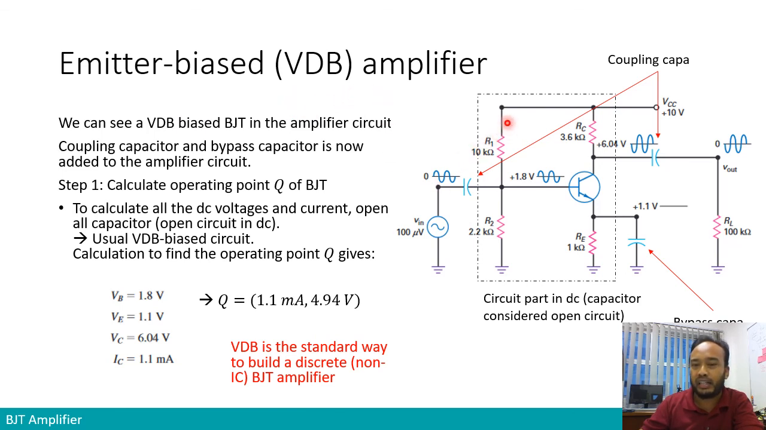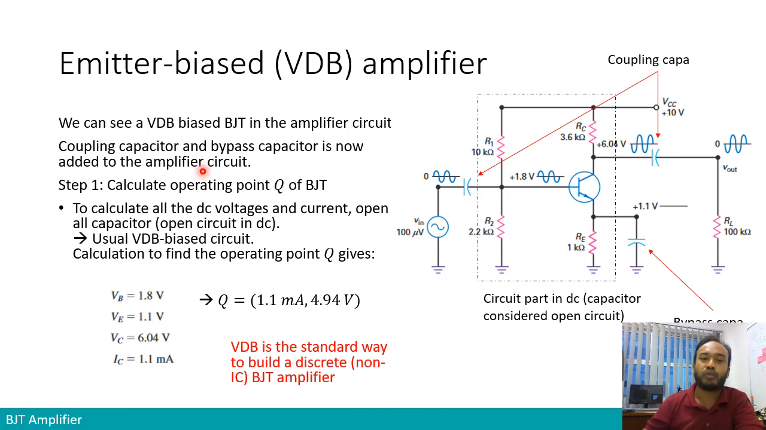The only difference is that instead of having the base resistor, now we have basically two. We have an emitter resistor because it's emitter bias, and the base voltage is regulated by the voltage divider over here.